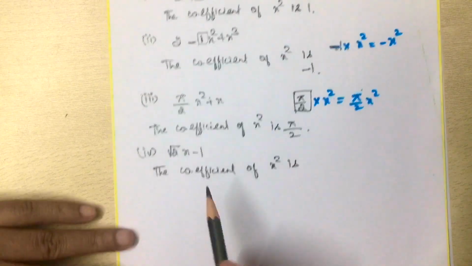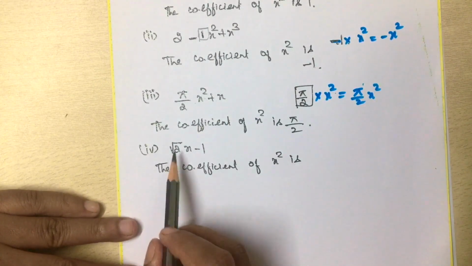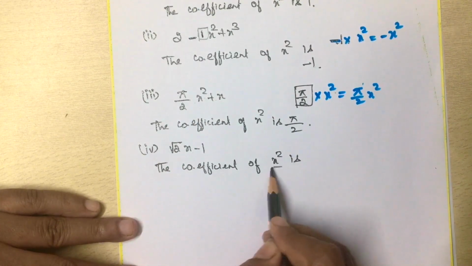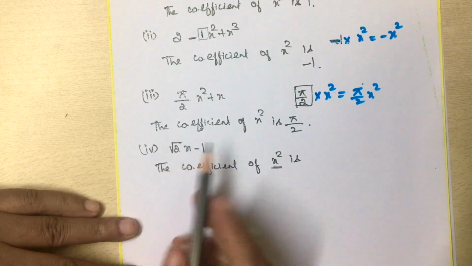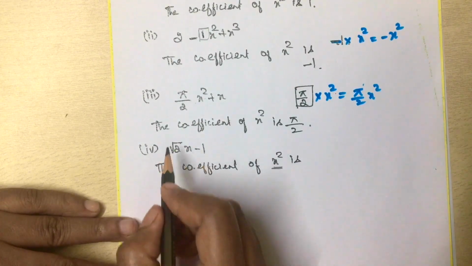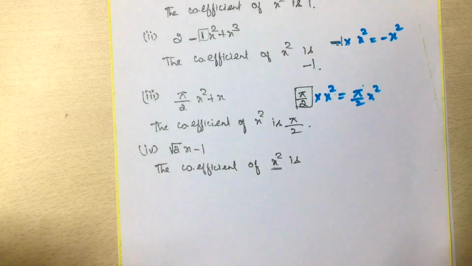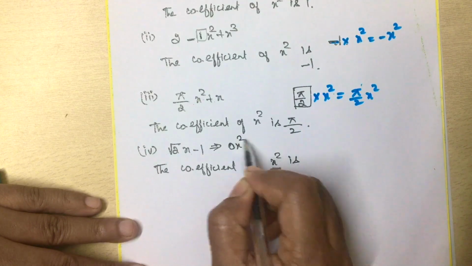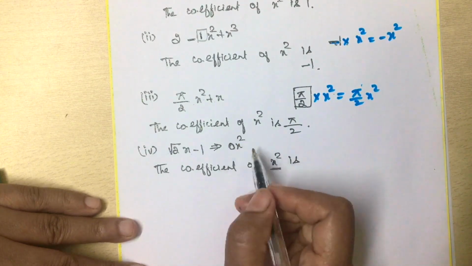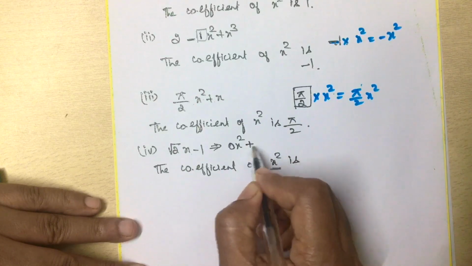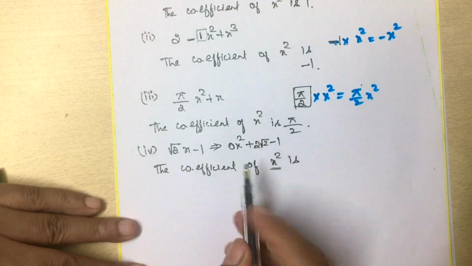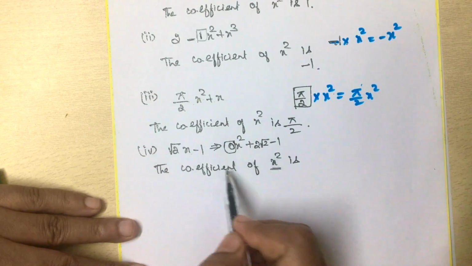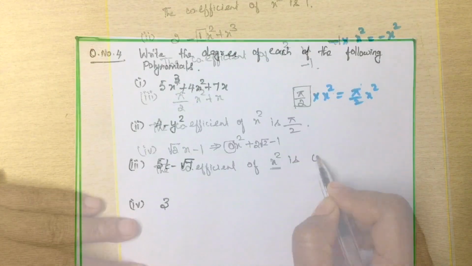The last subdivision. The given polynomial is root 2x minus 1. You can see the question is about the coefficient of x square, whereas we don't have x square, which means here x square is not present. So we can say that it can be written as 0 x square, which is 0 multiplied by x square is 0 only. It is not present. Plus we can say root 2x minus 1. So now what is the coefficient of x square? That is 0. The coefficient of x square is 0.